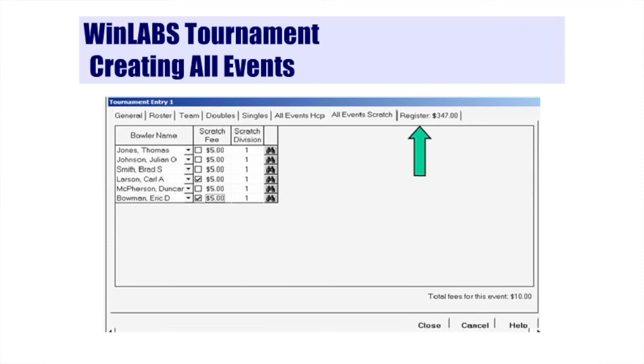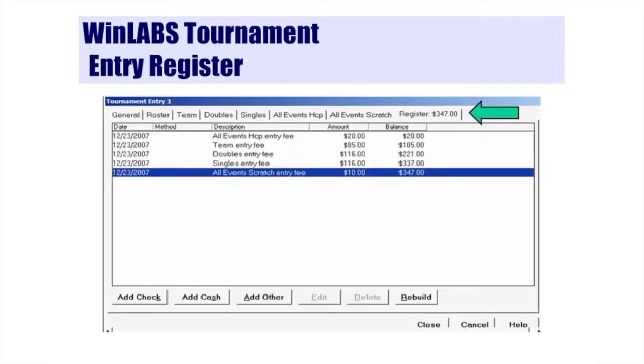It is now time to add the money to the entry. Click on the Register button to continue. If you have not already noticed, there was an amount being updated as we went through the process of adding teams, doubles, pairs, singles, and all events. This display shows where that total came from.